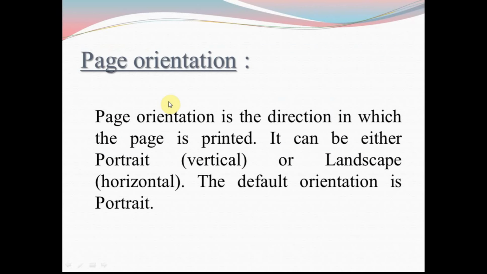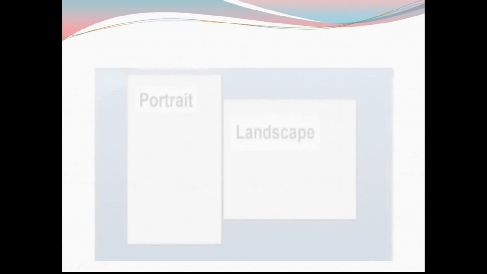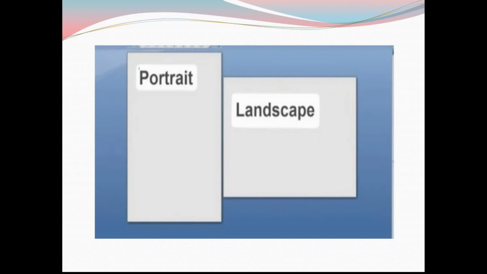Page orientation. It is the direction in which a document is displayed or printed. It can be either portrait, that is the vertical format, or landscape, that is the horizontal format. The default orientation is portrait. You can see in portrait it will appear vertically, and in landscape it will appear horizontally.